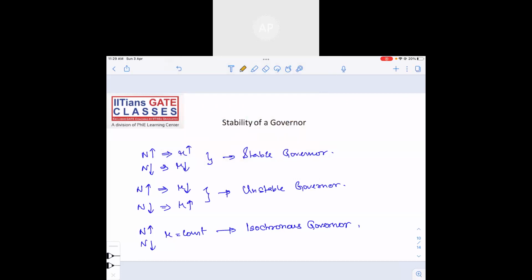Questions from stability of governors are being asked, right? So stable governor, unstable governor, and isochronous governor, right?